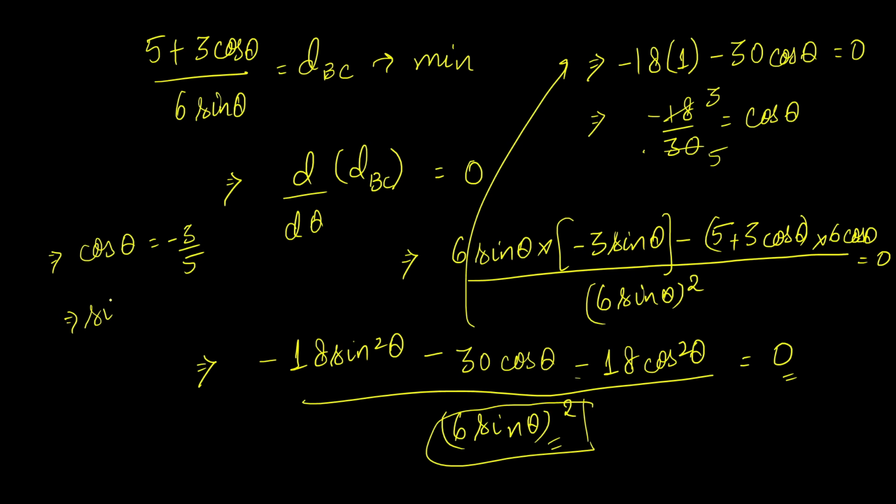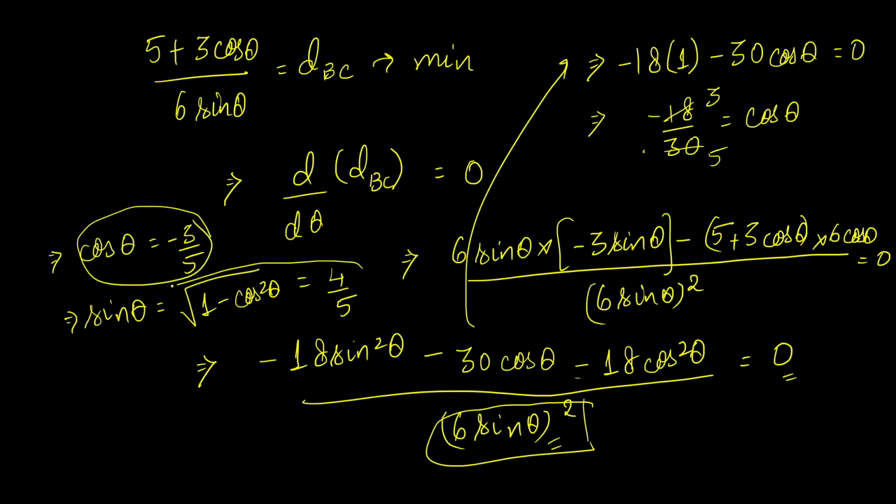So sine theta will be equal to under root of 1 minus cos square theta, and if you calculate this, then you will get 4 upon 5. So now we are having cos theta as minus 3 upon 5 and sine theta equal to 4 upon 5. These two things we have for the minimum value of distance BC. So we need to put this value of cos theta and this value of sine theta over here in order to get the minimum distance BC.